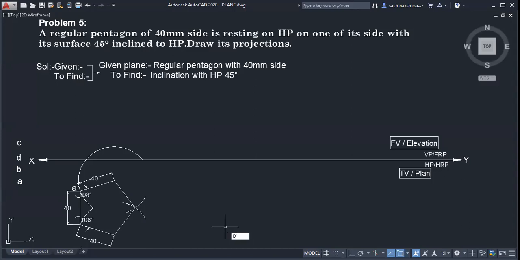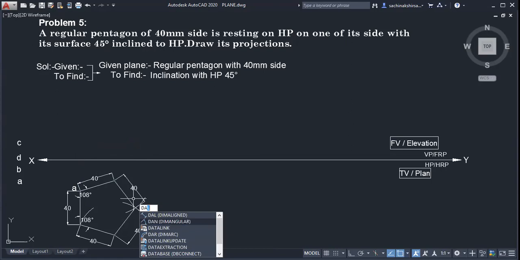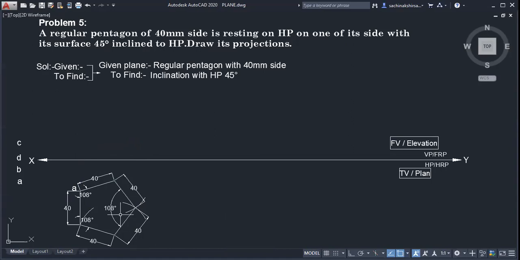So this should be how much? 40, and this should be how much? 40. So this will be your pentagon. All angles, even this included angle, you can measure. How much should it be? Again 108. So likewise, you can draw and give names.